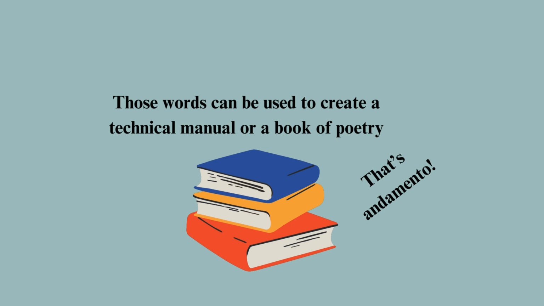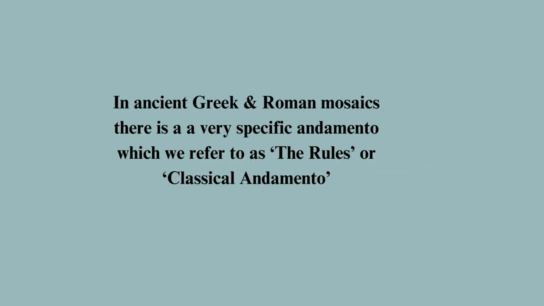So Andamento can also be termed as the visual flow of the mosaic. So the flow of words to create what your book is, in a mosaic. The visual flow of Andamento is the way that the tesserae, the tiles, are set. In the ancient Greek and Roman mosaics, there was a specific Andamento, which we refer to as the rules or classical Andamento, and you will see it in every single mosaic across the Greek and Roman world.